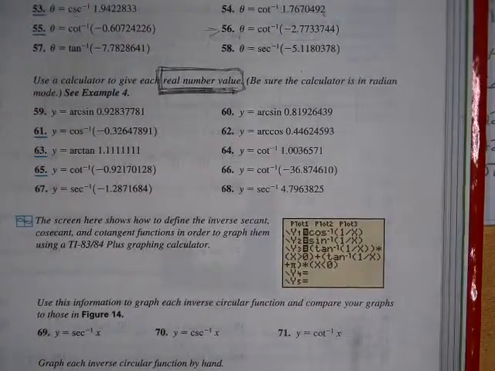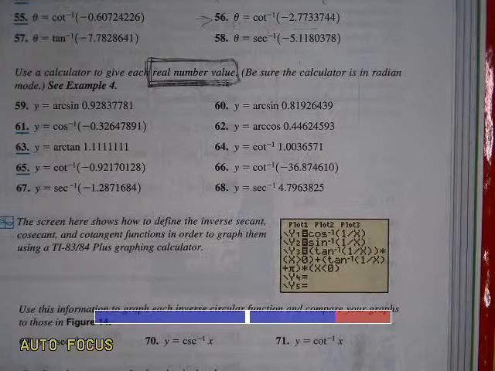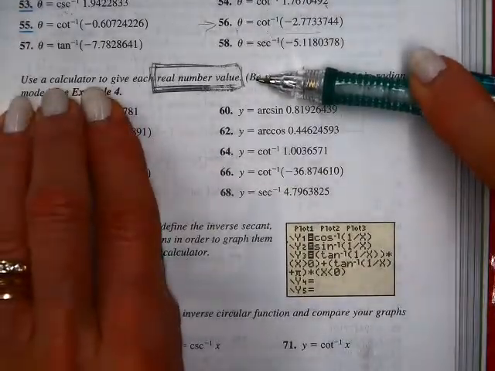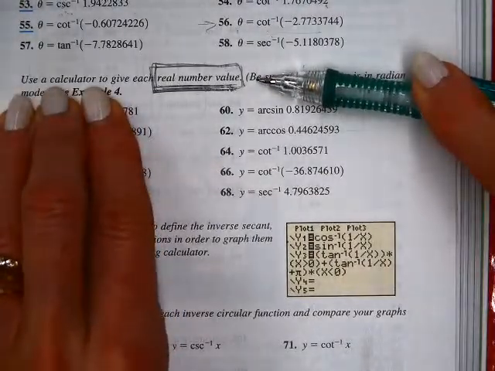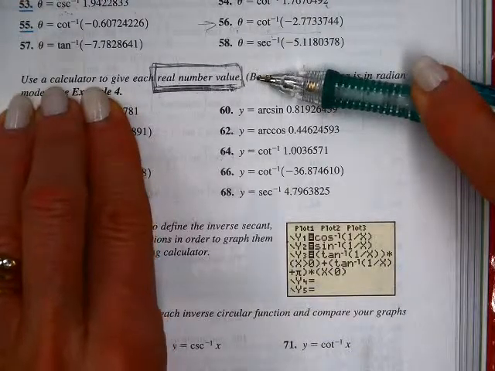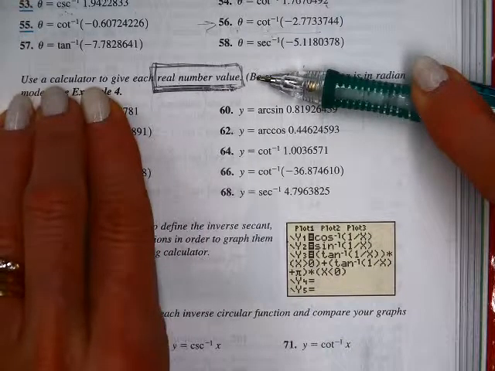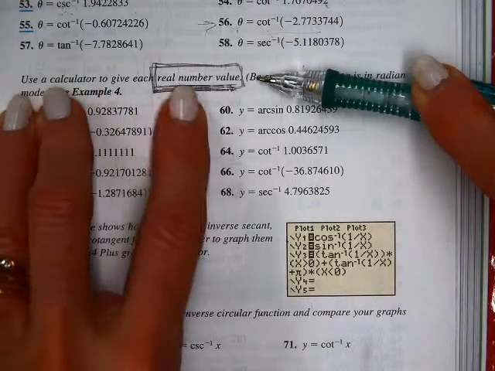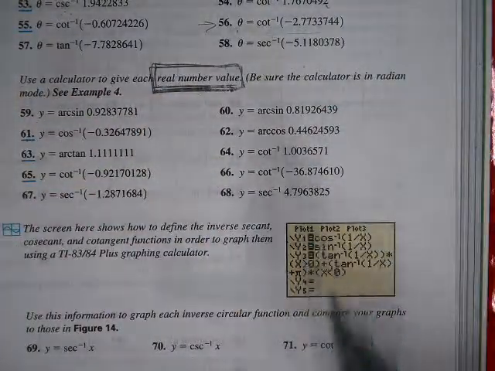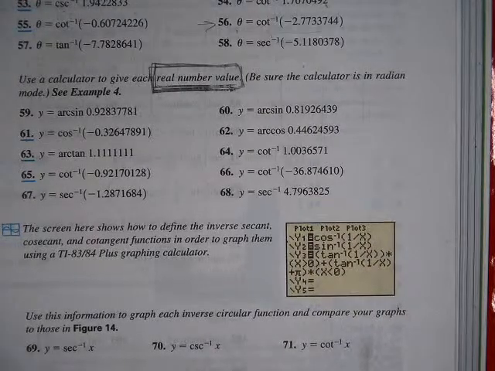Do you have a question about how any of these would be worked? These are all calculator problems. Use the calculator to give real number values. Anytime you see those words, that is your key to change your calculator to radian mode. From here on out, you've got to be sure you know what mode you're in because you're going to be going back and forth. So real number value is always radians. So know whether you're in degree mode or radian mode.